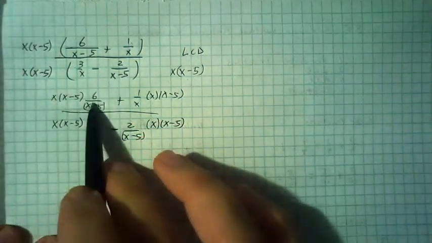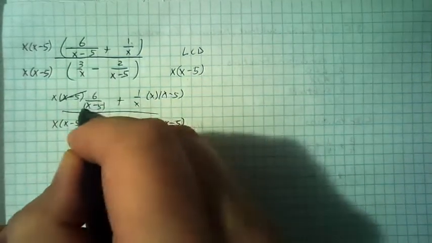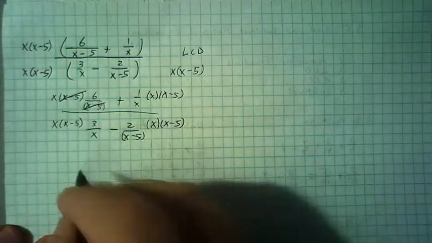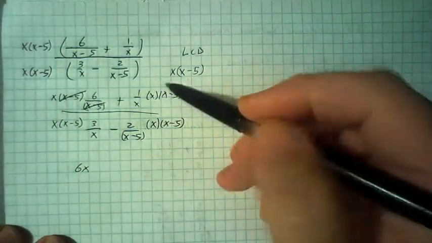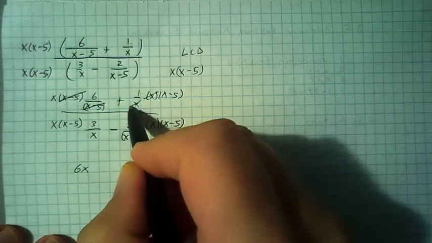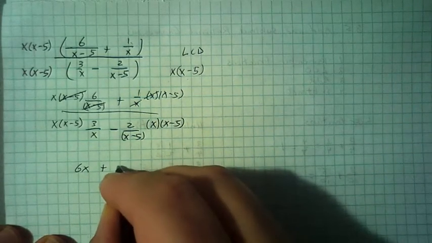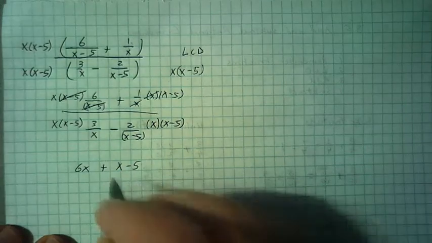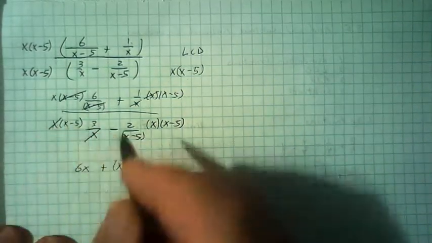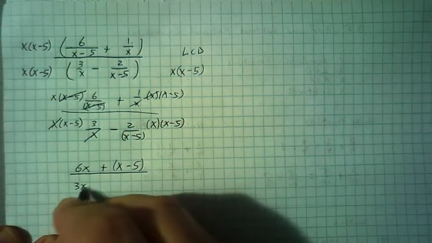So if I look in this first grouping, the x minus 5s are the ones that are the same on top and bottom. So the only thing that actually has to be multiplied here is 6 times x, which leaves 6x. In the top right, the x's are what's going to cancel. So what I'm actually multiplying is 1 times x minus 5, which leaves me with x minus 5. In the bottom left here, the x's cancel, leaving 3 times x minus 5, which is 3x minus 15.